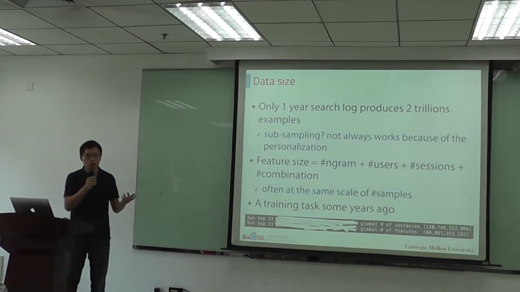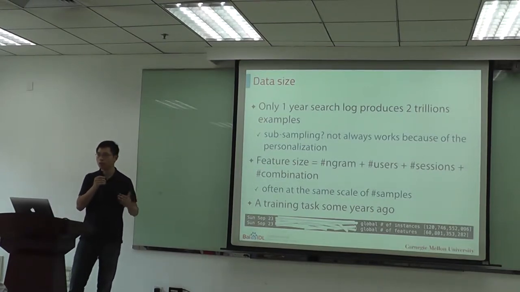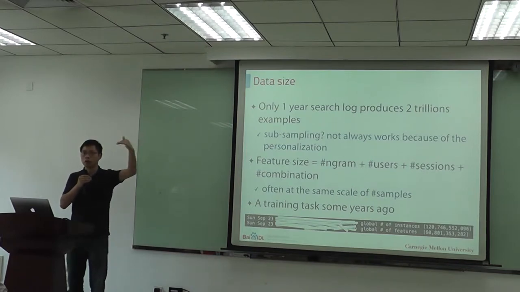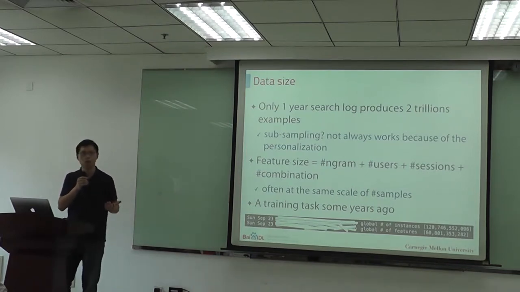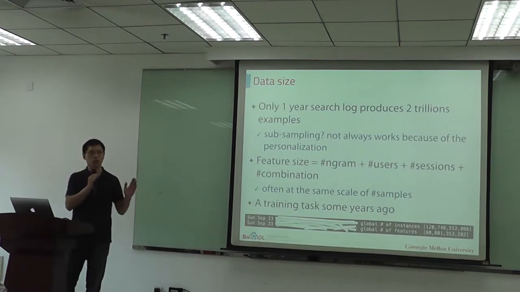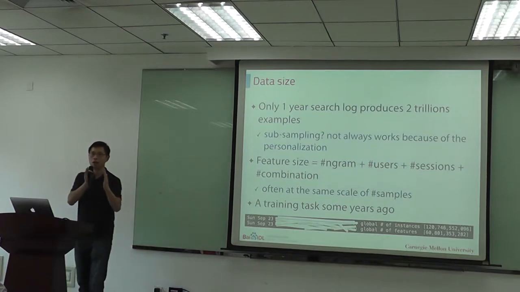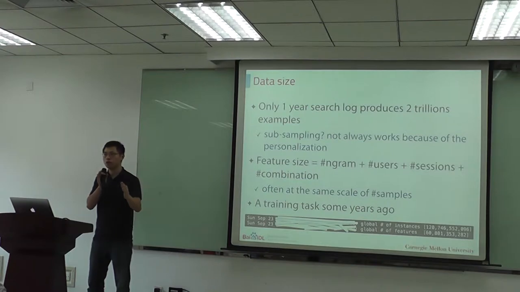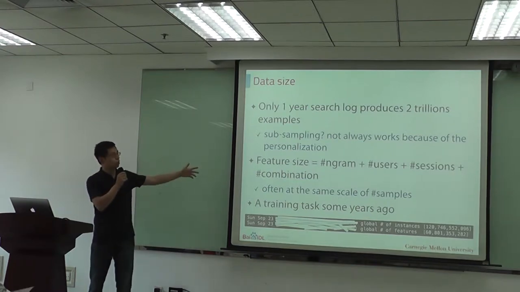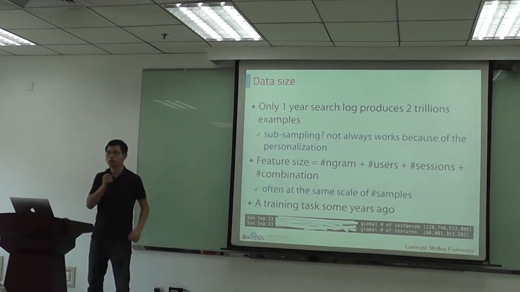One question is, okay, we can do sub-sampling because we have so many examples. Why not sample something? But this is not always a good idea because of the personalization and the long tail. If we sample, we lose the tail. The head is still here, but if you sample the tail, because a lot of users only have a few examples, we lose the users. So if we do personalization, sampling is not usually a good idea.